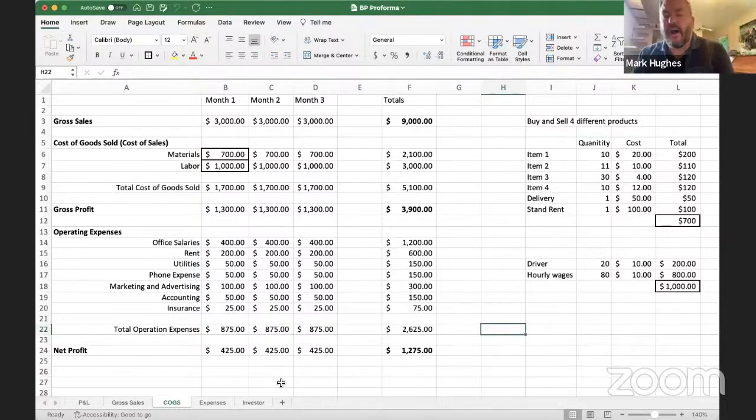But you add all of that up, and the materials total 700 kwacha.